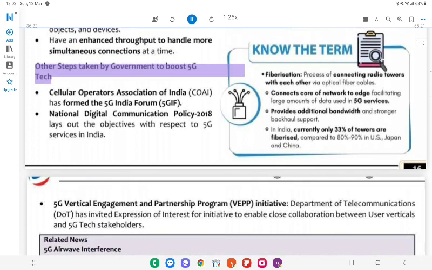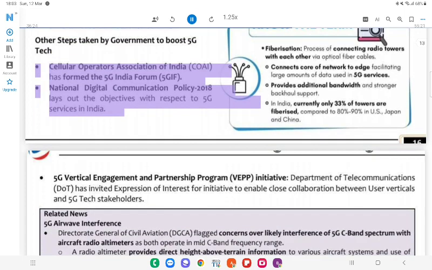Other steps taken by the government to boost 5G tech: the Cellular Operators Association of India (COAI) has formed the 5G India Forum, 5GIF. The National Digital Communication Policy 2018 lays out the objectives with respect to 5G services in India.